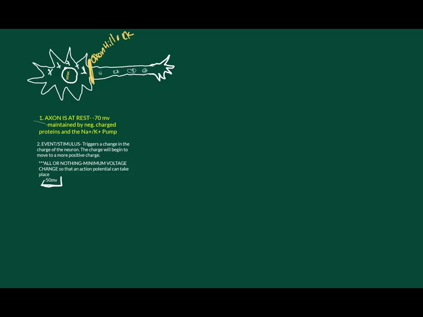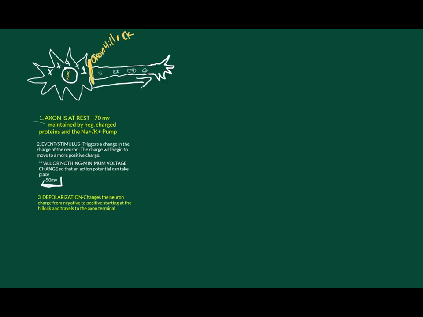If the voltage change does not reach that negative 50, then no impulse is going to take place, no message is going to be sent. But if the change reaches that negative 50, then the nerve impulse or the action potential can then make its way down the axon and send the message to the next cell. So assuming that it did reach the threshold, then the neuron is going to begin to progressively get more and more positive, and that's going to be known as the depolarization.